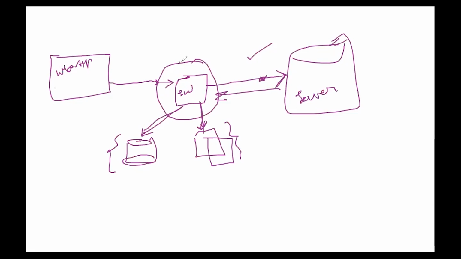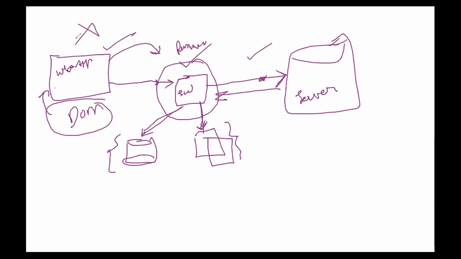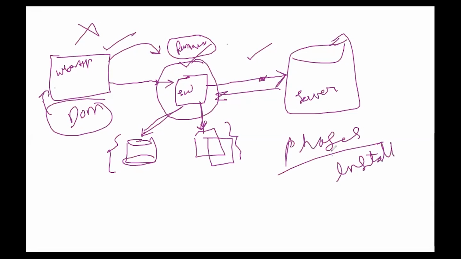Now, since your service worker is outside of your web application, it will not be able to access the DOM of your web app. And it is going to keep running in the backend. Even if you close your web app, you can still have a service worker running in the backend. There are some phases through which your service worker goes. The generally used phases are install and activate.